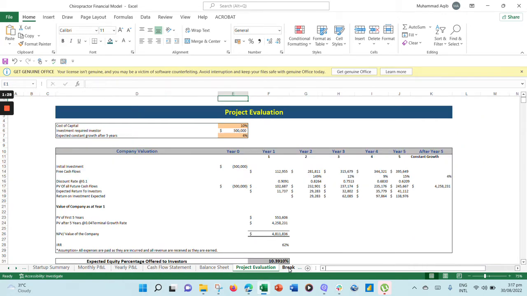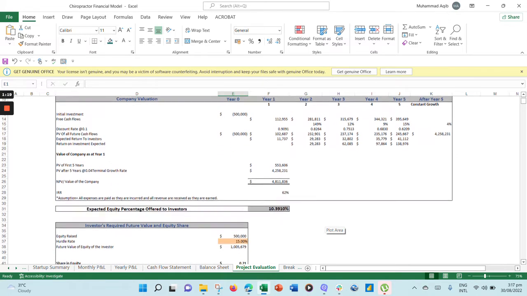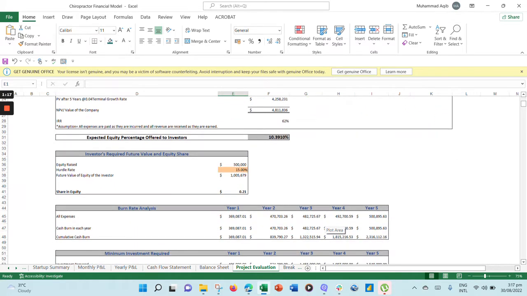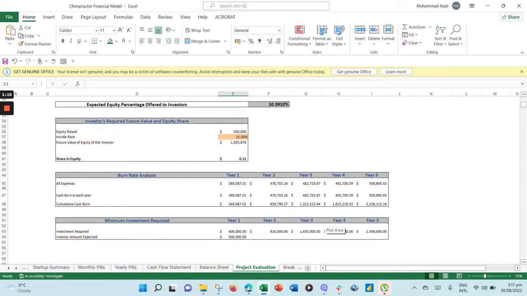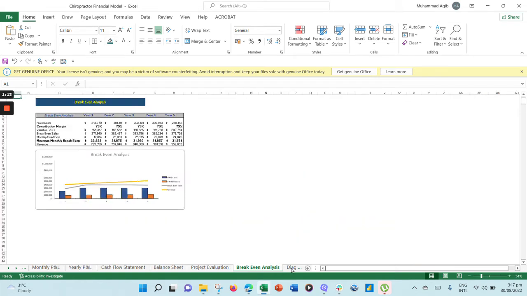Moving on to the projection evaluation, this includes the cost of capital as well as the IRR, that is the internal rate of return for the business. This also includes the burn rate as well as the minimum investment required by the business. Moving on to the break-even analysis, this highlights the number of break-even sales that the business has to make in order to avoid any sustained losses.